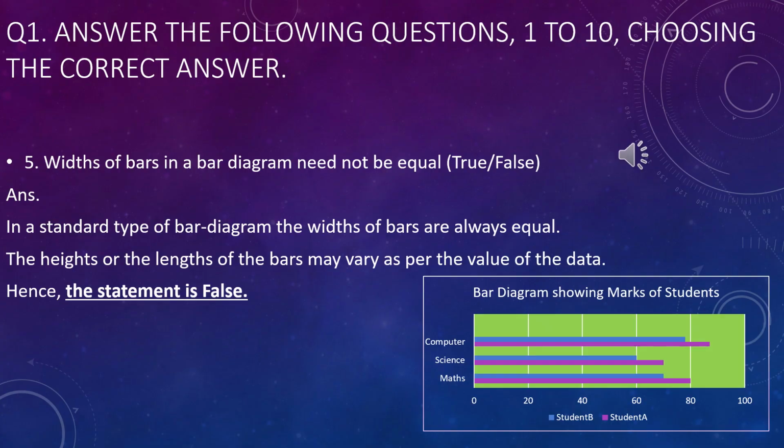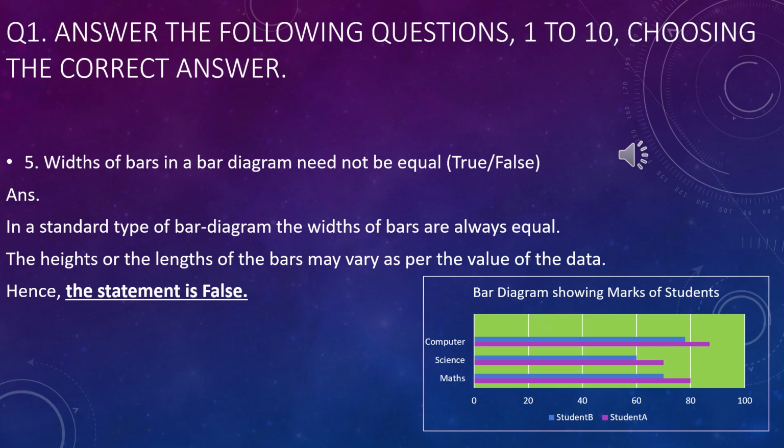Now we come to question number 5 of question 1, which is: width of bars in a bar diagram need not be equal. Is it true or false? The answer is, in a standard type of bar diagram, the widths of bars are always equal. The heights or the lengths of the bars may vary as per the values of the data. Hence, the statement that width of the bars in a bar diagram need not be equal is false.